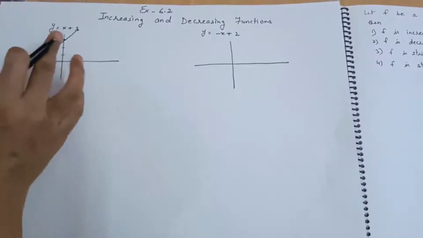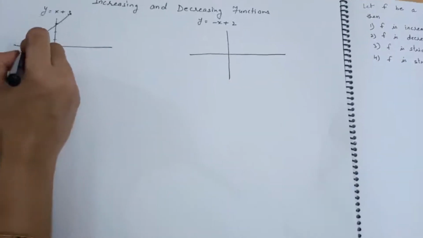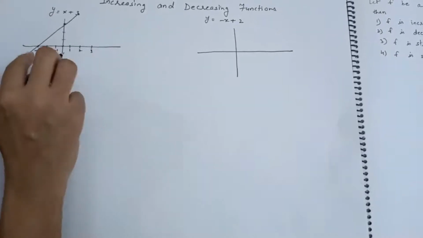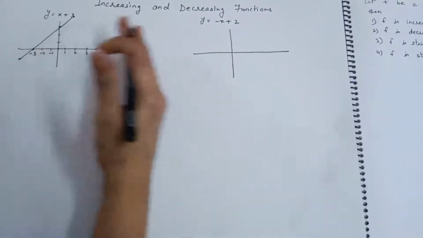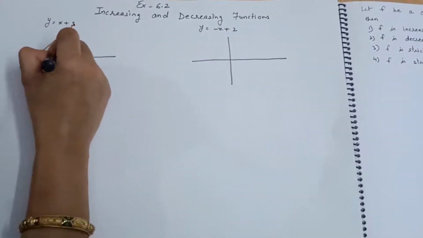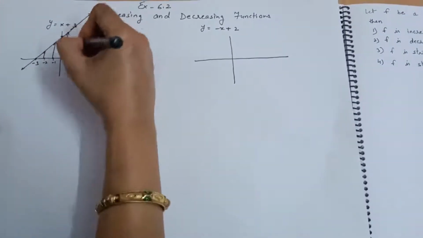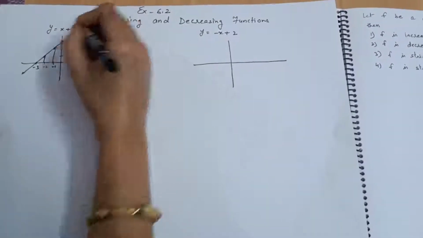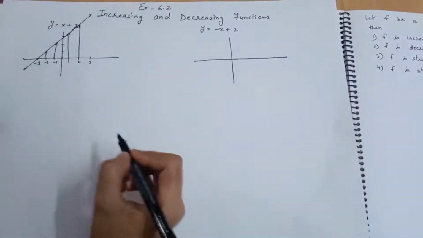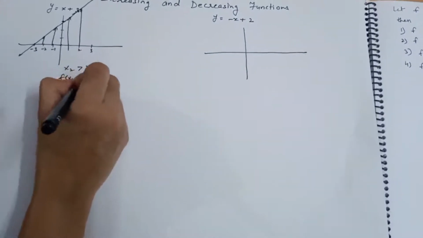Now, how will I come to know whether this function is increasing or decreasing? See, I will look at this: minus 3, minus 2, minus 1, 0, 1, 2, 3. If I move to the right side, my x is increasing, and the value of f(x) at that point is also increasing. See, the f(x) value is also increasing. As my x is increasing, my f(x) is also increasing. So I will say if x2 is greater than x1, f(x2) is also greater than f(x1).